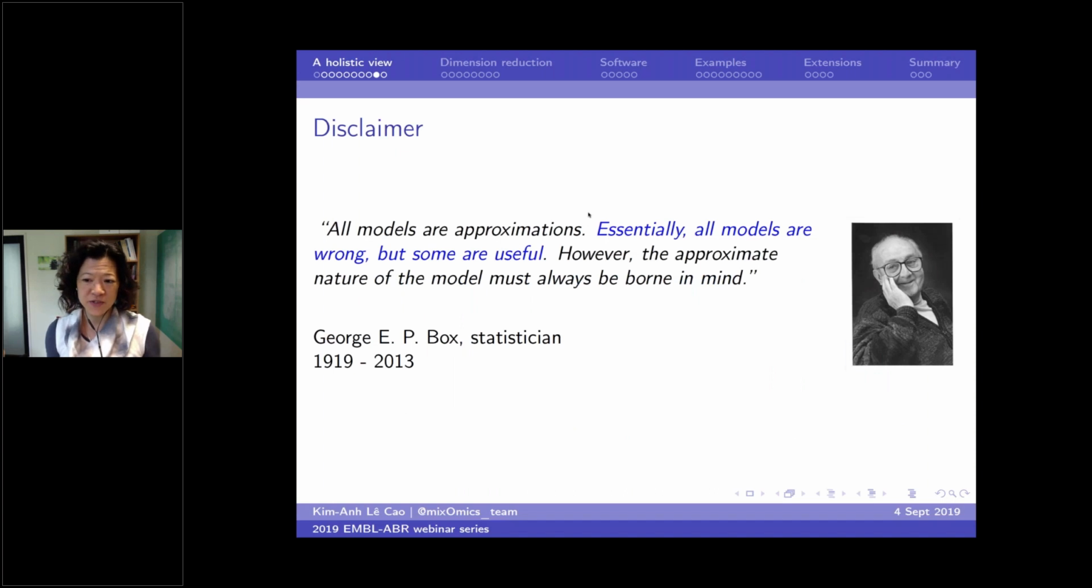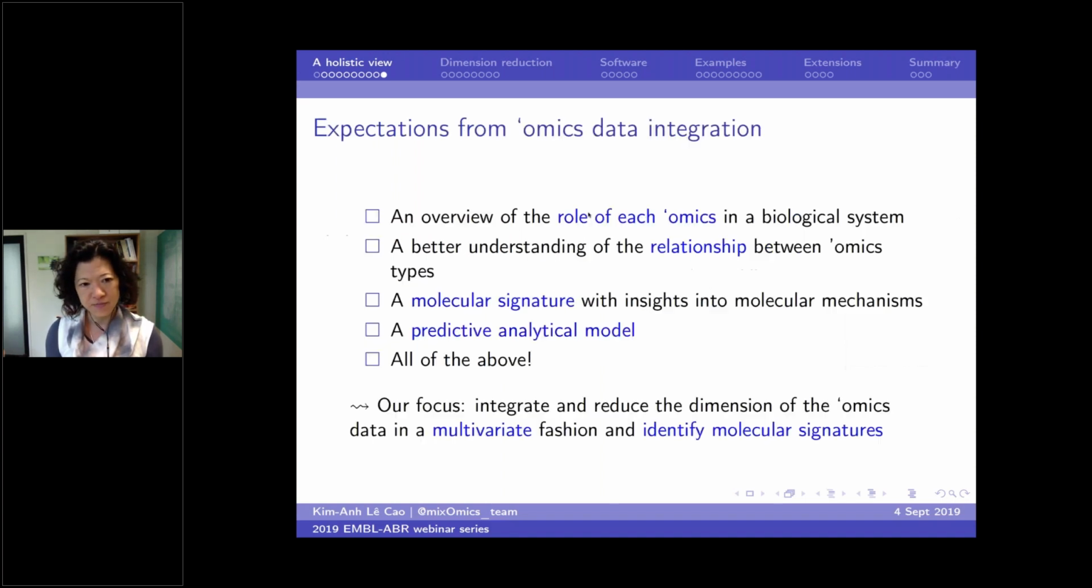And just as a disclaimer, this is a very famous quote from George E.P. Box, who is a statistician, and he said essentially all models are wrong, but some are useful. It has to be put into context. What he's saying is that we are trying to approximate the biology using statistical models, and we need to take that into account in our interpretation.